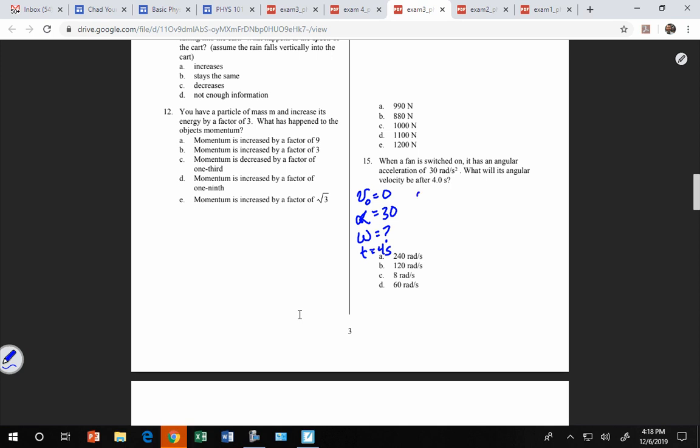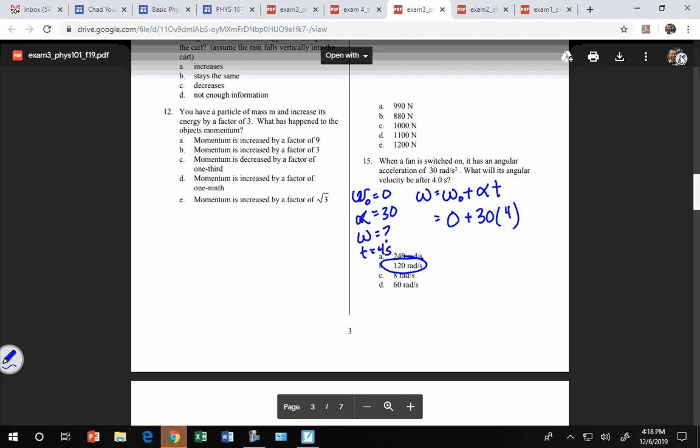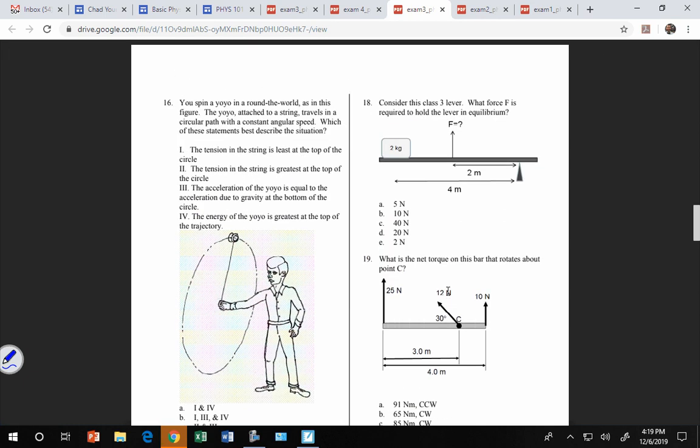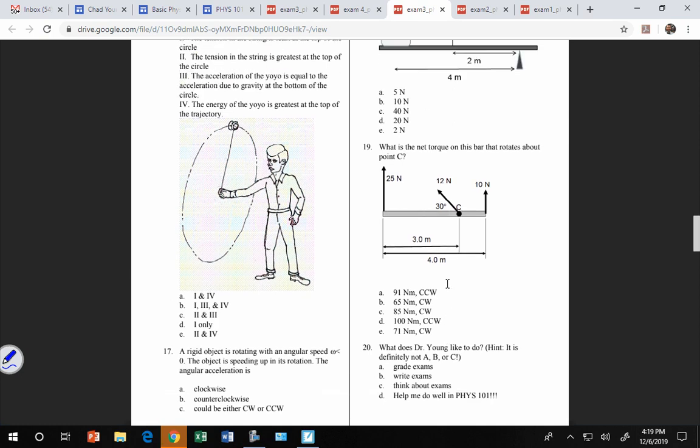Oh, this should have been omega naught, not v naught, I'm sorry. Omega is omega naught plus alpha t. So this is just 0 plus 30 times 4, 120 radians per second. All right, some of your kinematics problems, if you have them, will be simple like that. Others are not as simple, but not impossible, just an extra step or so. All right, torques. You had a couple different problems on torques in your exam, so you'll probably have to do that. Any of these? Cool.